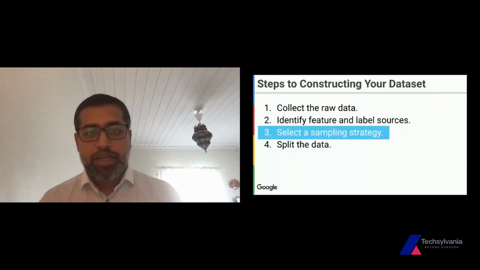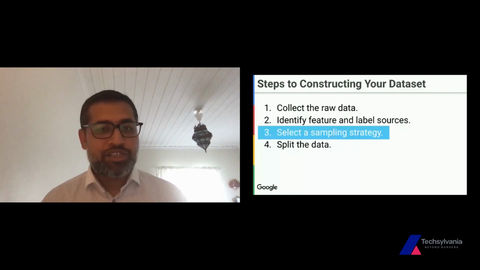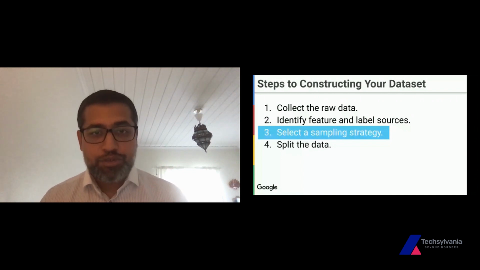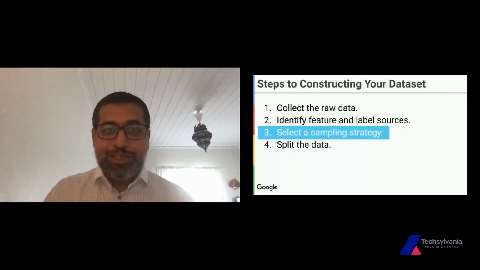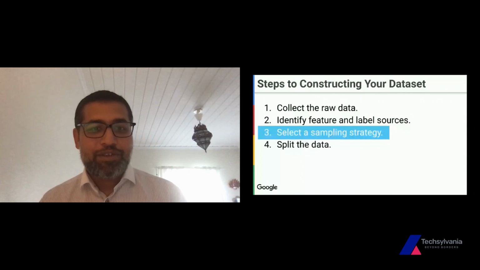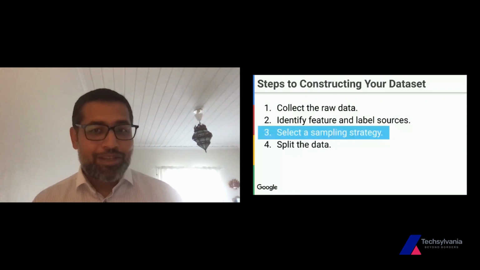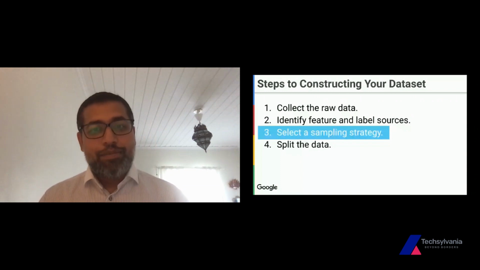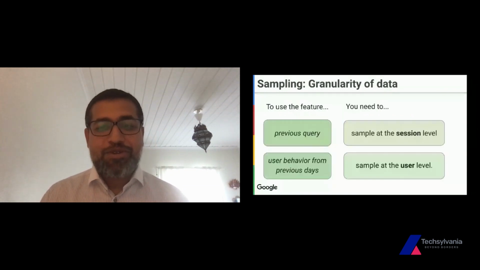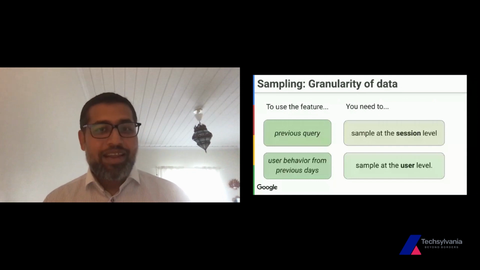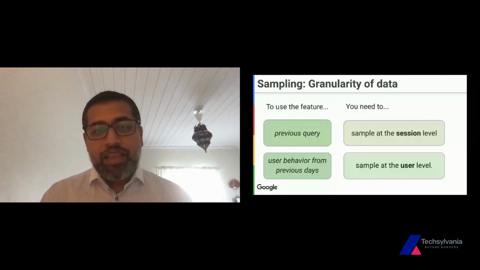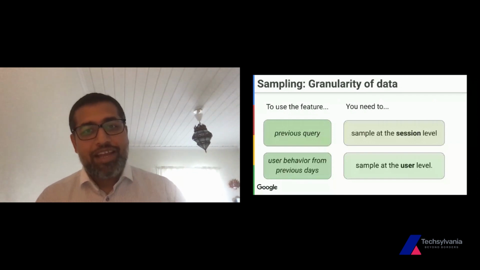Shall we pick random queries? Shall we pick random sessions? Shall we pick random users? And the answer is it depends. We need to understand what we want to do with that data. So let's say if you want to use a feature previous query, we need to sample the data at a session level. If you want to, I don't know, understand user behavior, then we have to sample at the user level. Again, the point being that unless we know what we want to do, we can end up getting data in a very wrong granularity.